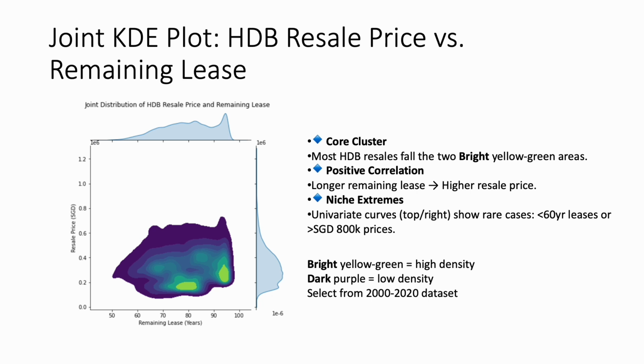Finally, we examine the critical factor of lease using the joint KDE plot of resale price. The bright yellow cluster at 70 to 90 years remaining covers most sales between 200K and 600K. Prices decline with shorter leases, showing how Singapore's 99-year lease structure directly influences housing value.